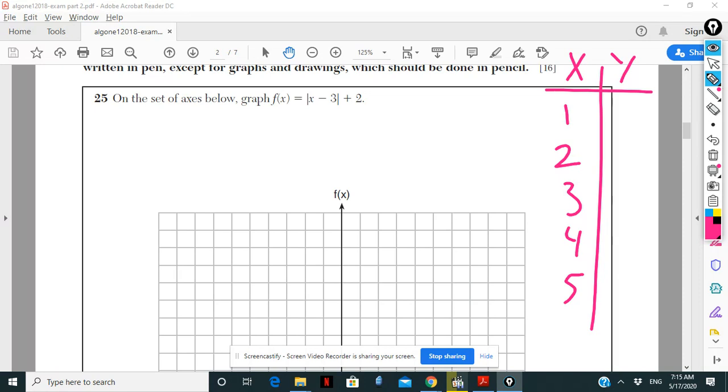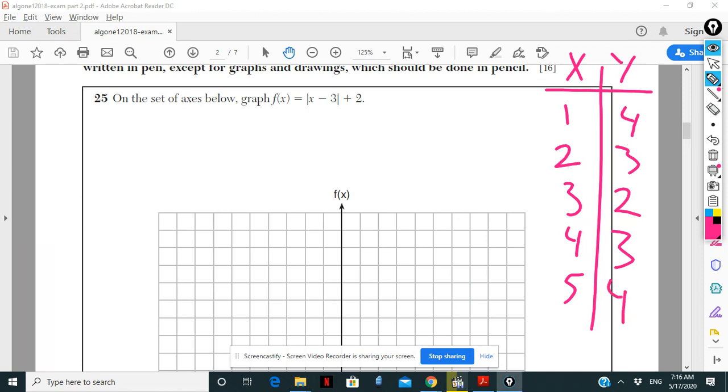So when x is 1, 1 minus 3 is negative 2, absolute value is 2, plus 2 is 4. When it's 2, 2 minus 3 is negative 1, absolute value is 1, plus 2 is 3. When it's 3, 3 minus 3 is 0, absolute value is 0, plus 2 is 2. Now when it's 4, 4 minus 3 is 1, 1 plus 2 is 3, and 5 minus 3 is 2, 2 plus 2 is 4.